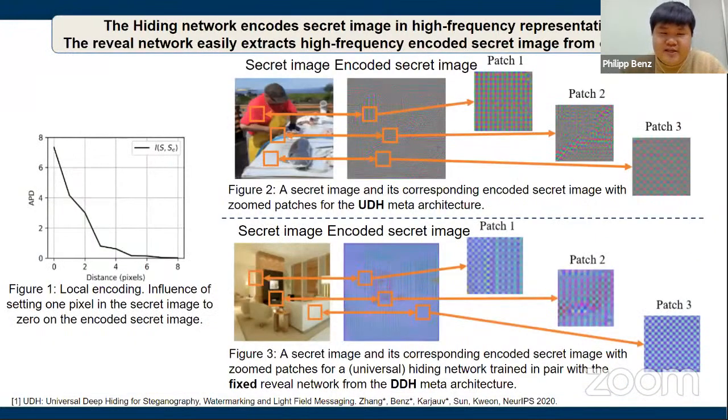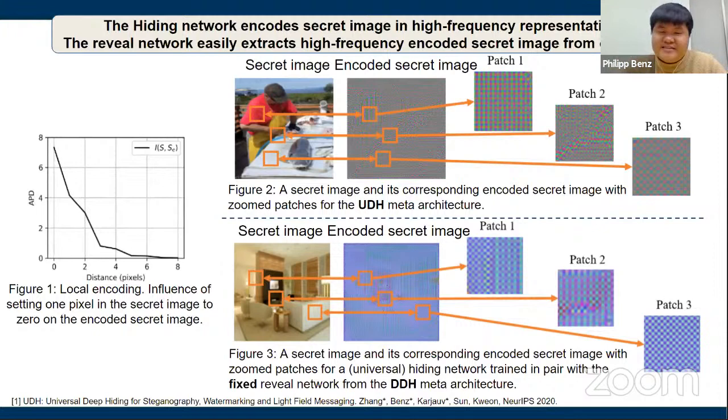So as we can see on this slide, we find that the secret image has been encoded specially. What we have shown here on the left side is that we try to modify a little bit of the original secret image, then measure the influence on the encoded secret image. And we find that the influence decreases with the distance to the modified pixel, which suggests that the secret image has been encoded only in the near neighborhood in the spatial dimension.